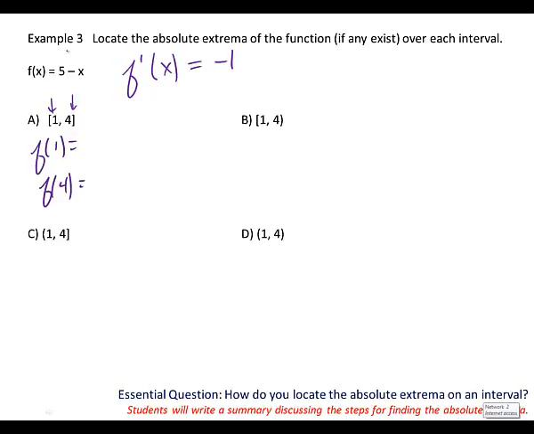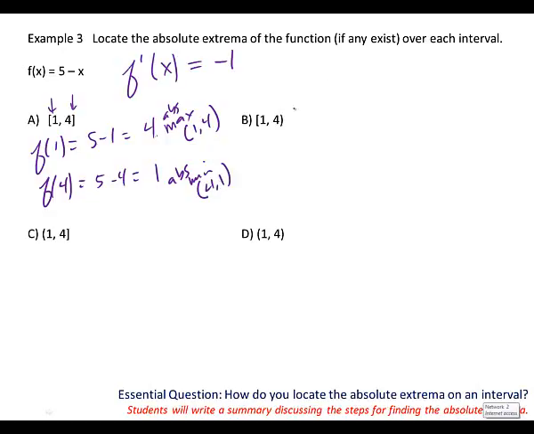And we're plugging into this 5 minus x. So what is 5 minus 1? 4. And what is 5 minus 4? 1. So which one is the max? And which one is the min? This one, f of 4 is the max, right? So absolute max is 1, 4. Absolute min would have to be the other one, right? 4, 1, because the y value is smaller.